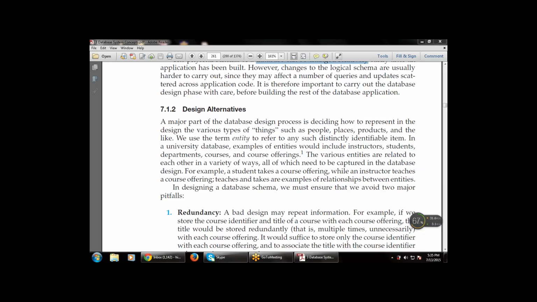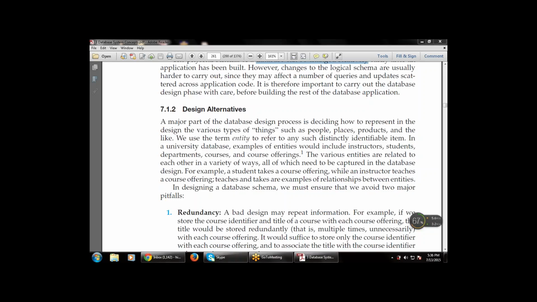In a university database, examples of entities would include instructors, students, departments, courses, and course offerings. These are the various entities, that is the instructors, students, departments, courses, and the course offerings. The various entities are related to each other in a variety of ways, all of which need to be captured in the database design.